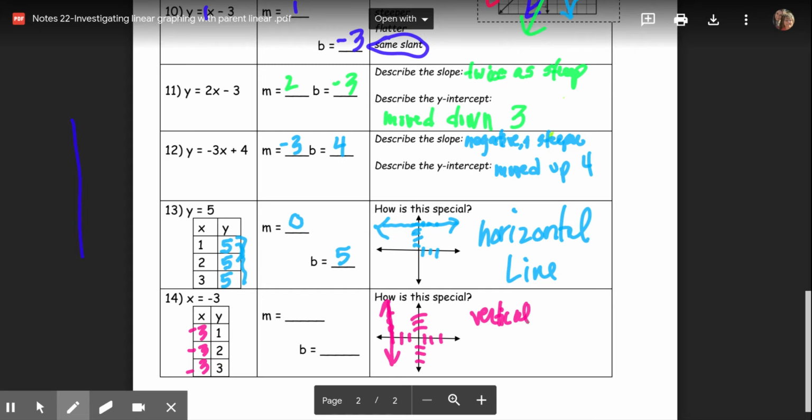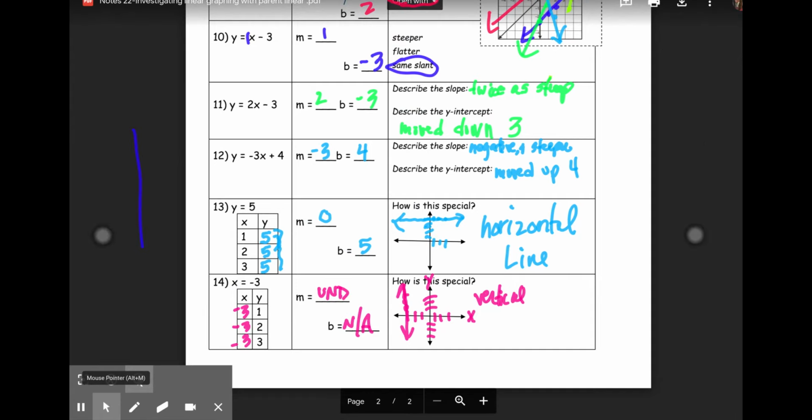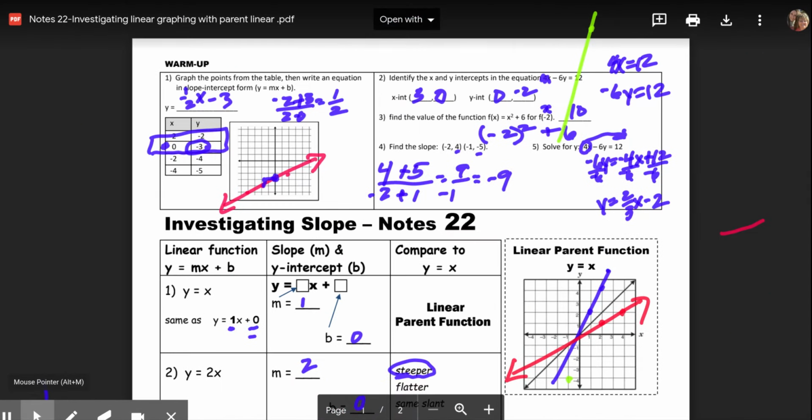And vertical lines have a slope that's undefined. Vertical line is undefined. It's supposed to kind of rhyme. Your y-intercept, is there such a thing as a y-intercept if it's a vertical line and it goes through the x-axis? So we would put NA. It is not applicable. All right, and that's all we have here.